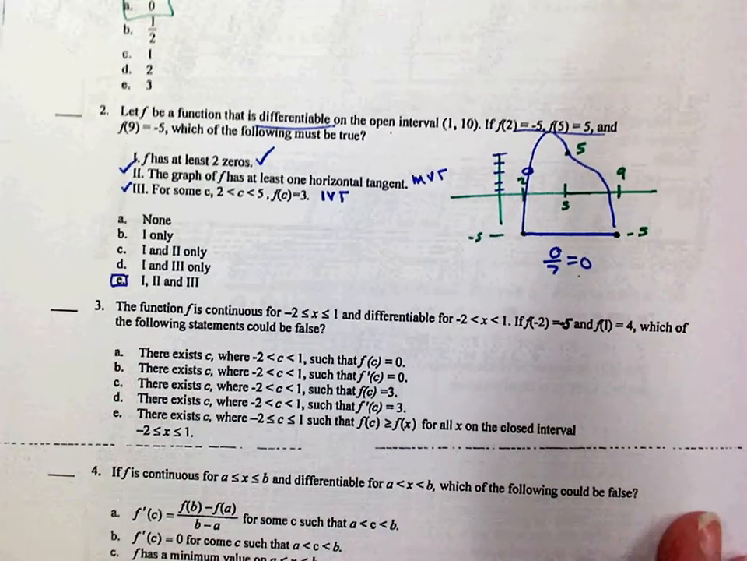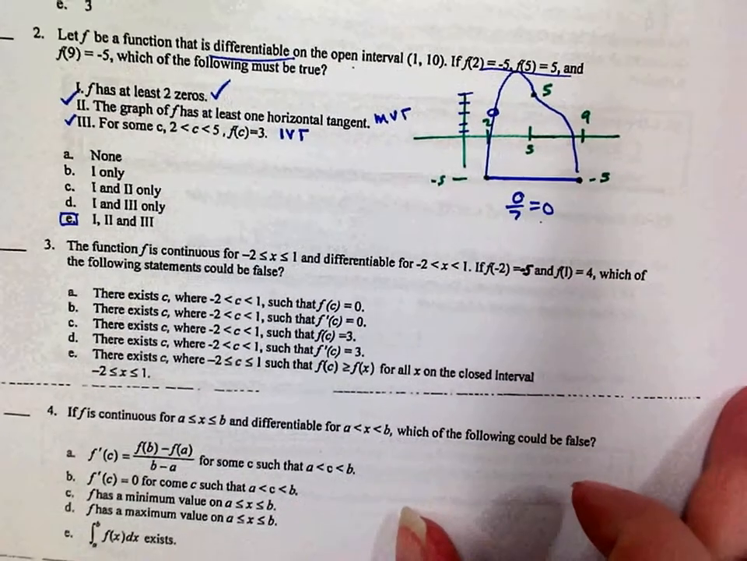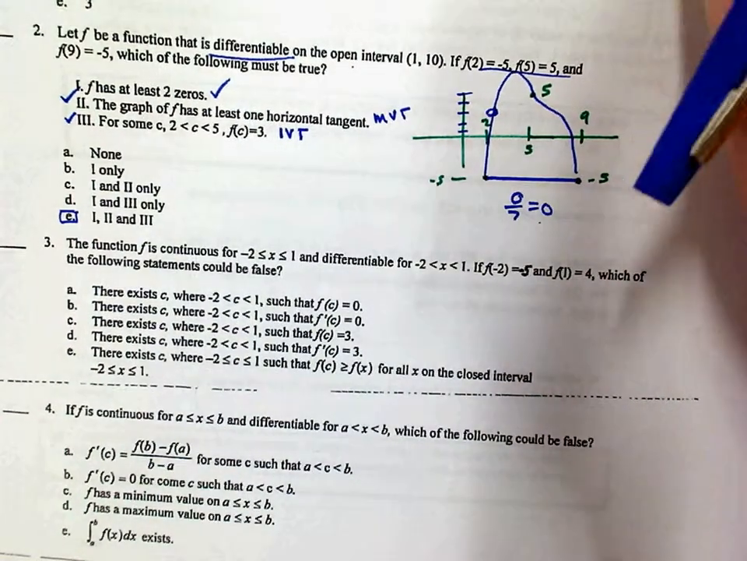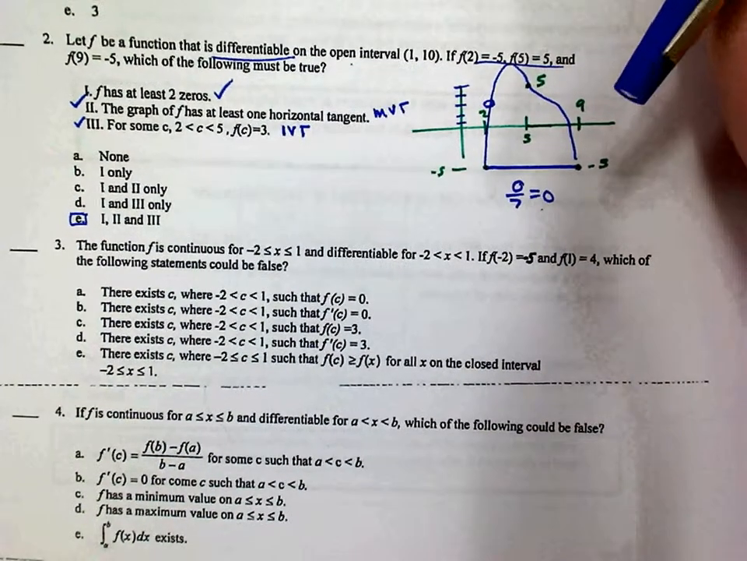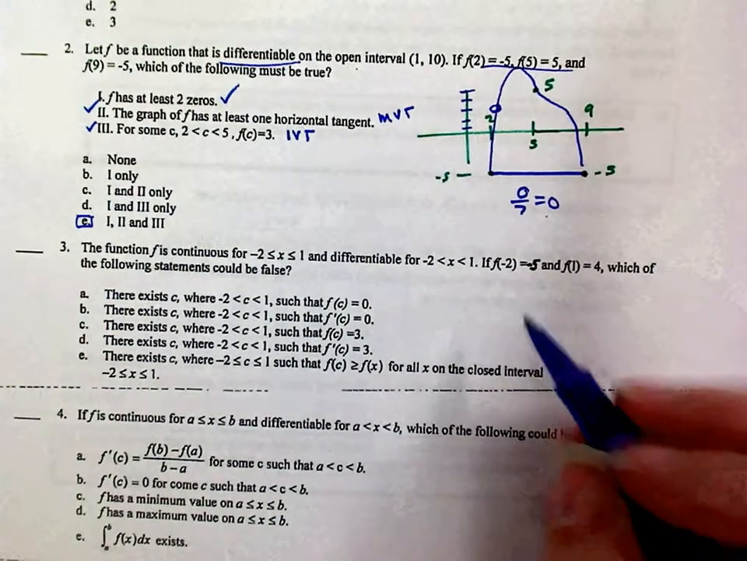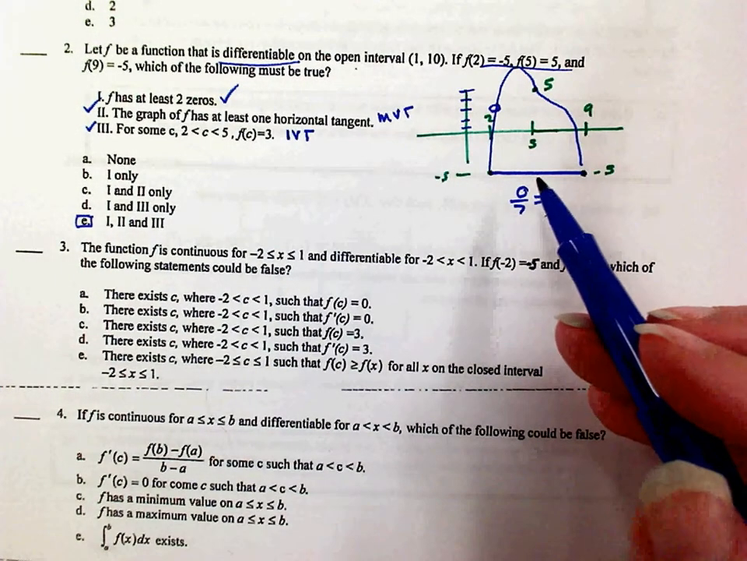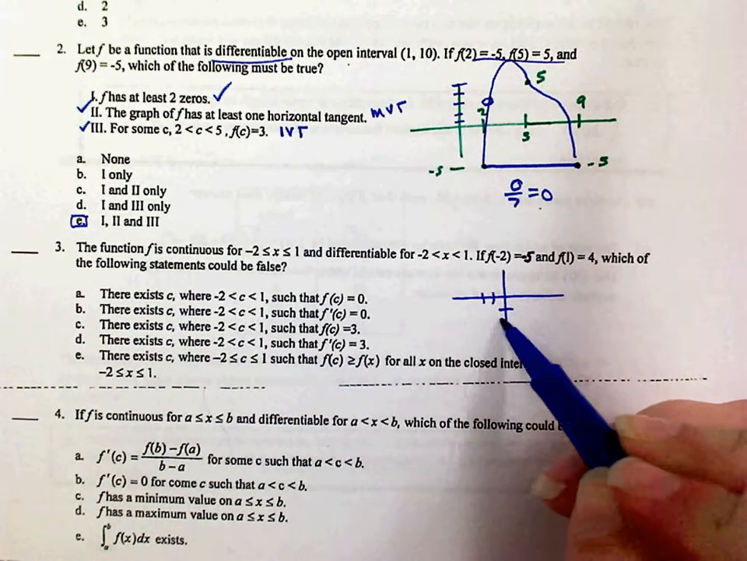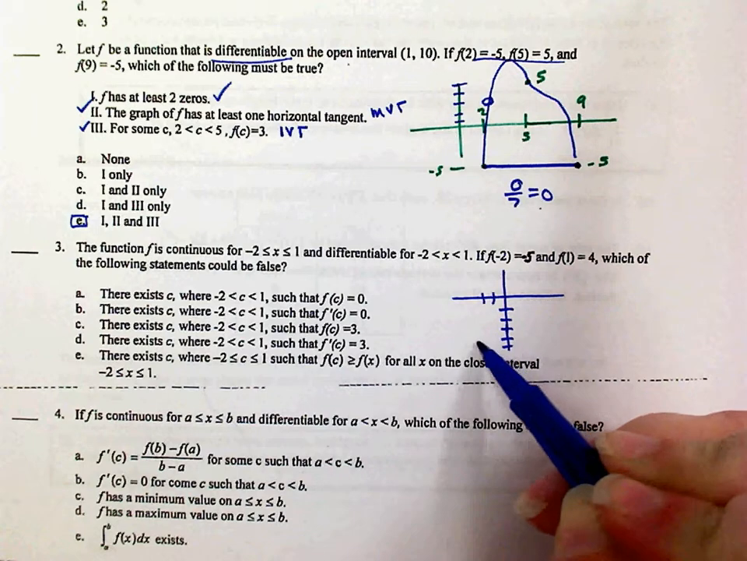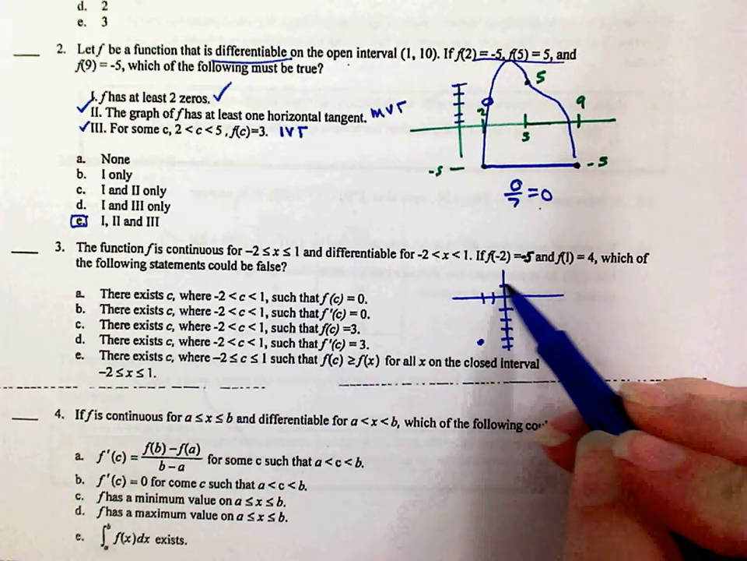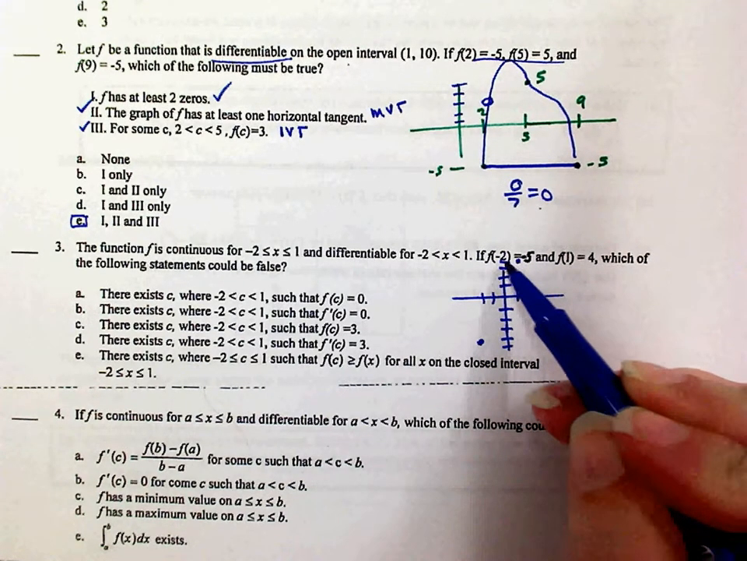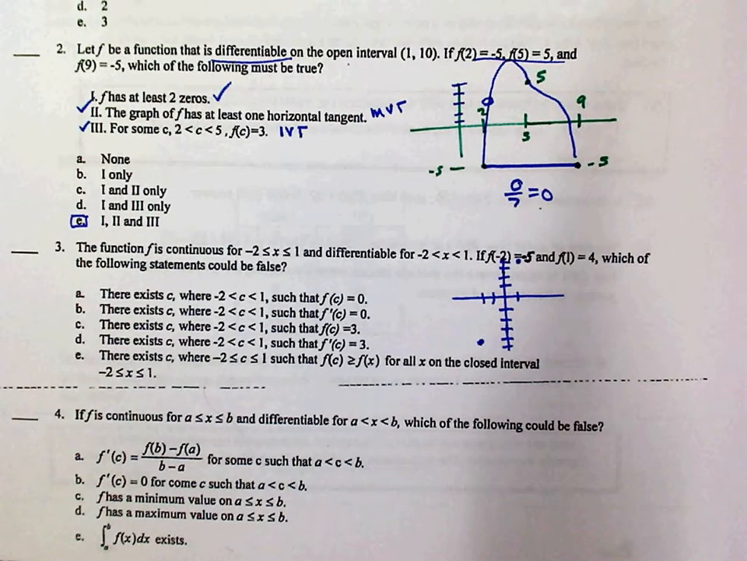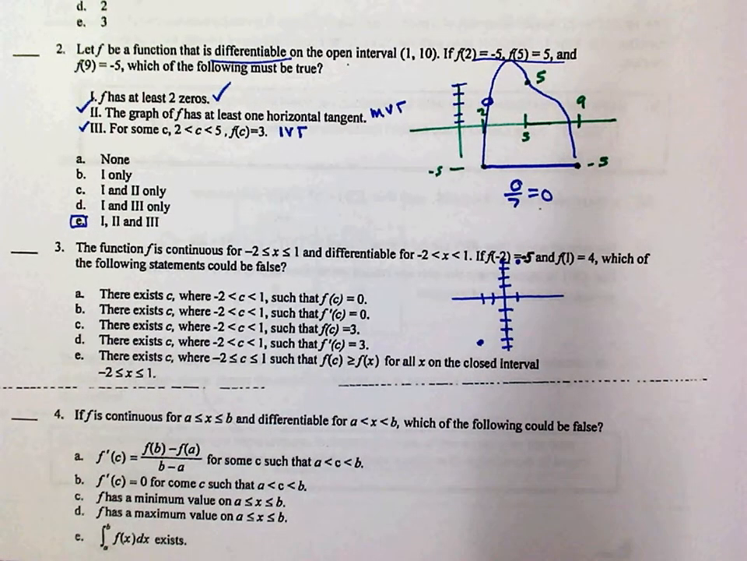Okay, let's talk about 3. The function f is continuous from -2 to 1 and differentiable from -2 to 1. If f of -2 is -5, so do the same thing I did here. Go ahead and plot your points. If f of -2 is -5 and f of 1 equals 4, which of the following statements could be false? So I know that this is a continuous and differentiable function, so there's no sharp turns, corners, or anything like that, yeah?